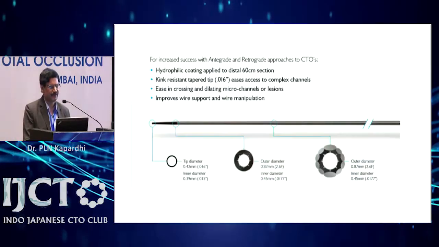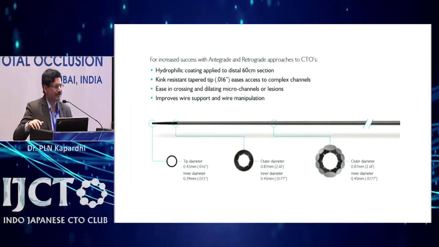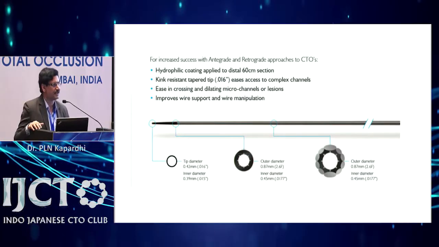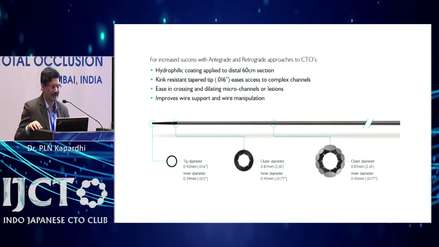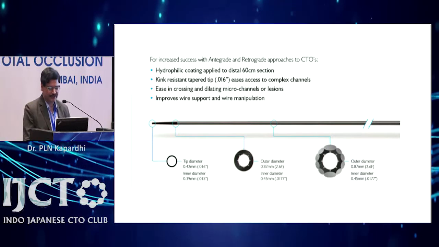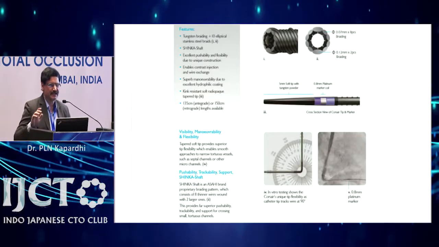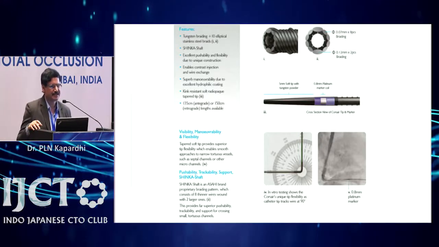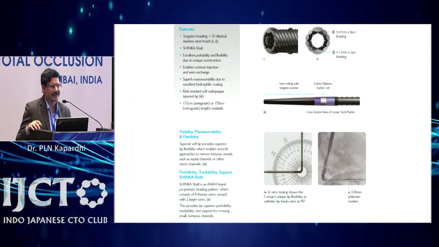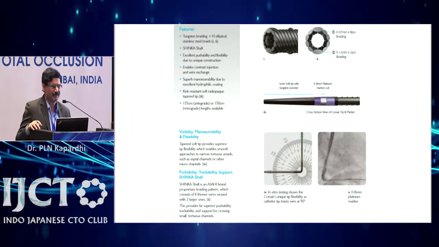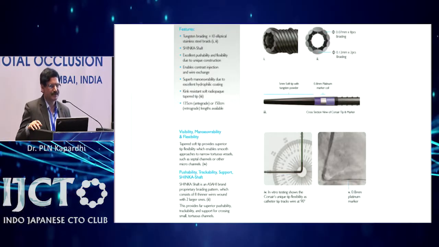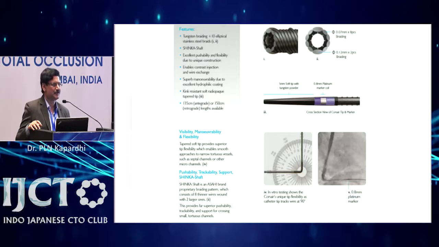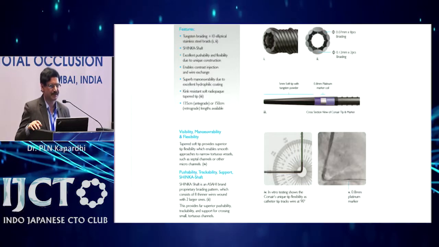Tornus. Then, most important, in 2009 this Corsair catheter came into India. This is the design of the Corsair. It is a tungsten braid with 10 elliptical stainless steel braids with a Shinka shaft. And most important, excellent pushability and flexibility due to its unique construction.